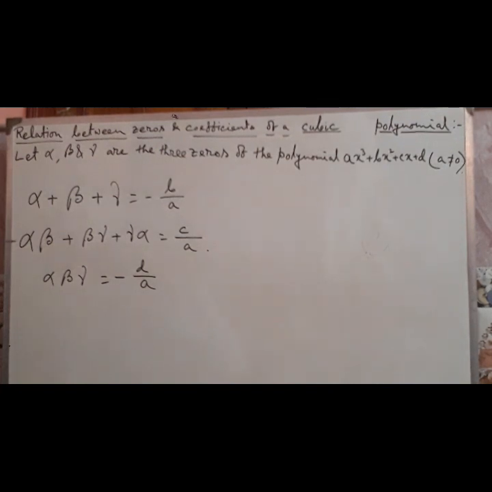The sum of the product of the zeros taken two at a time, that is alpha beta plus beta gamma plus gamma alpha, is c by a, coefficient of x by coefficient of x cube. And the product of the zeros, that is alpha beta gamma, is equal to minus d by a, that is minus constant term by coefficient of x cube. You see, minus, plus, minus, it goes on in an alternating way, and you can establish this relation like in the previous manner.